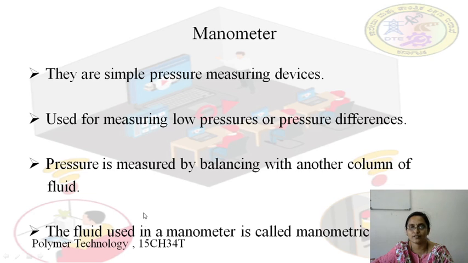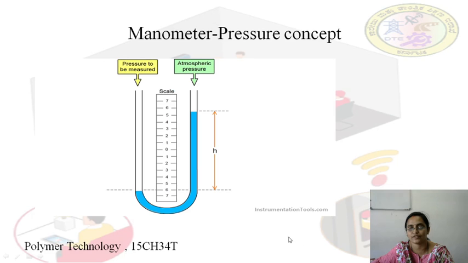The manometer is connected to the place where pressure is to be measured, and by balancing both liquids we get the pressure or the difference in pressure. The liquid used inside the manometer is called the manometric fluid. This is the simple manometer diagram. We can see the blue part, which is the manometric fluid, meaning mercury is used as the manometric fluid.